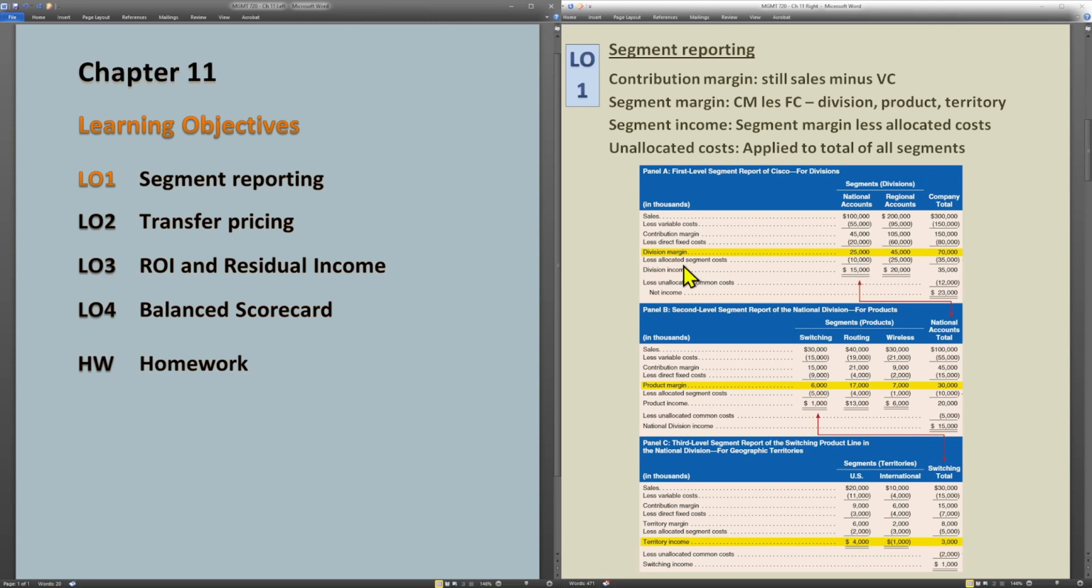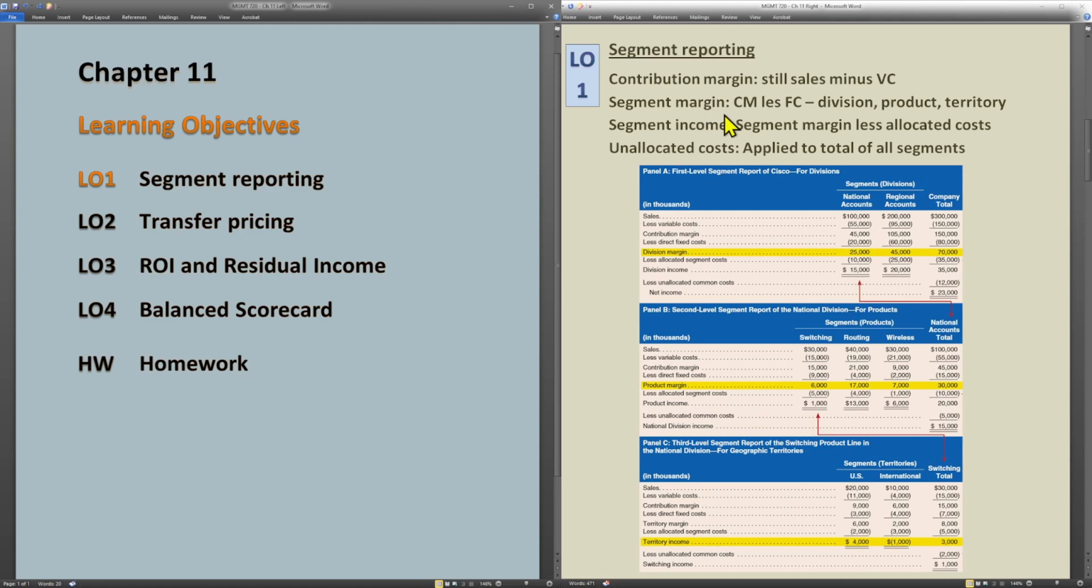And then there are allocated costs. Allocated costs are additional overhead, but they're not generated directly by each division, though they may be used by the division somehow. And so there's been some way to spread those out. Now notice that there are some unallocated common costs as well that are only applied to the total. The unallocated costs are things like maybe headquarters or stuff that they really couldn't justify applying to the operational divisions or products. So contribution margin is still sales minus variable cost.